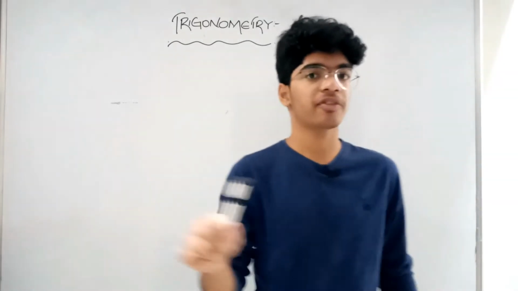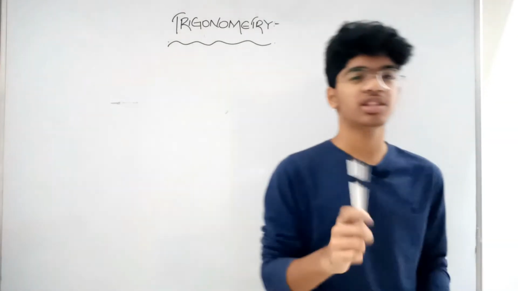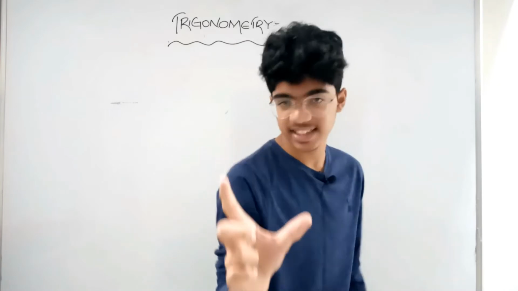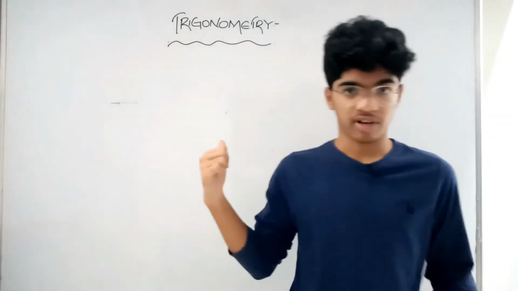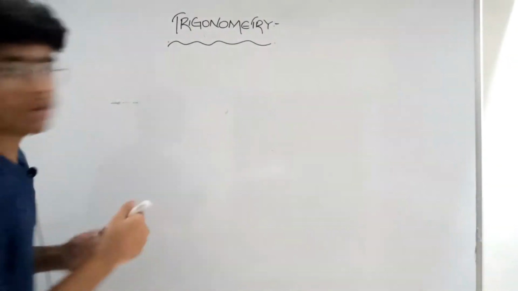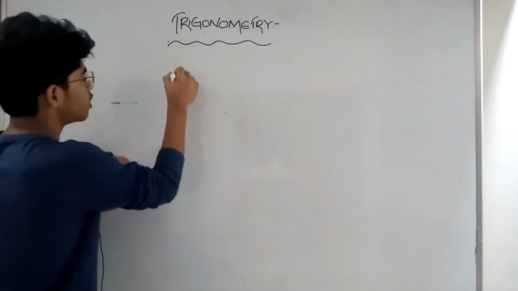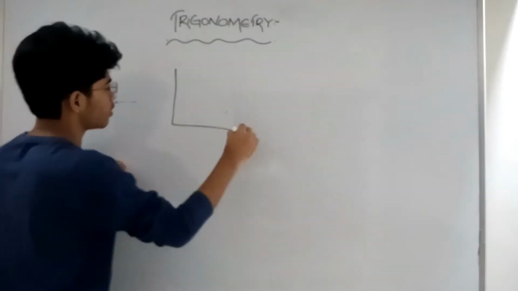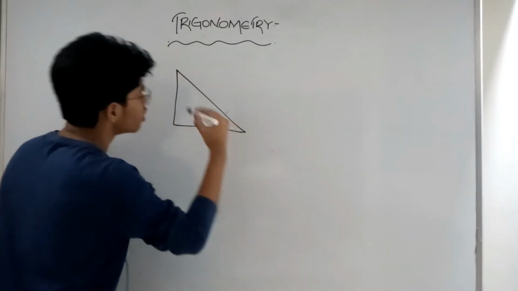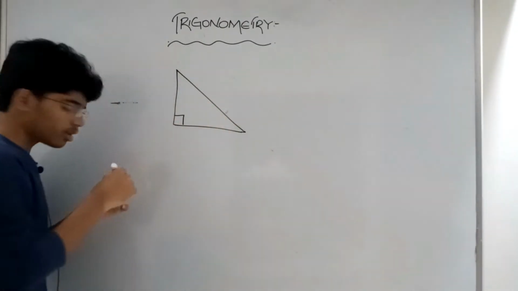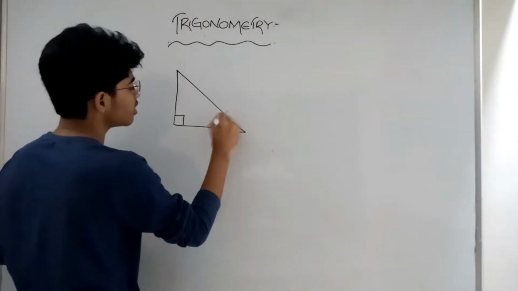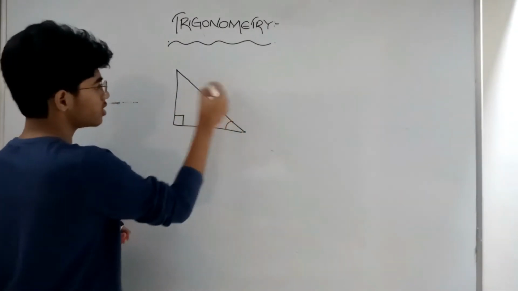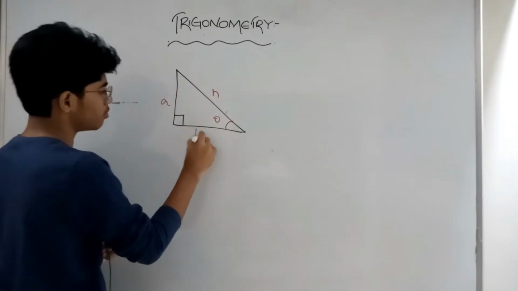Wait a second. Before that, I forgot to tell you a small identity in the previous video. So we'll cover that right here in 2 minutes. In the previous video, we have known that this is a right angle triangle, and this is theta. We know that this is the hypotenuse. This is A, and this is B.